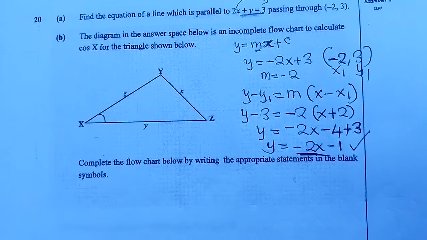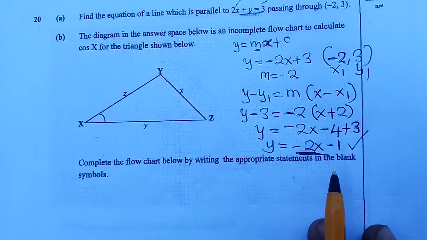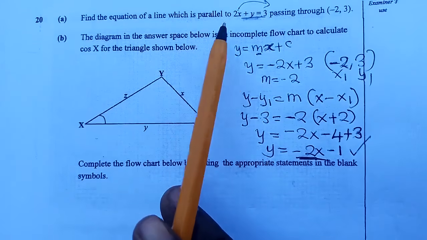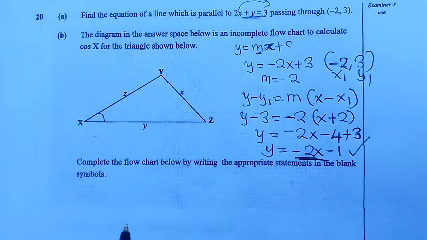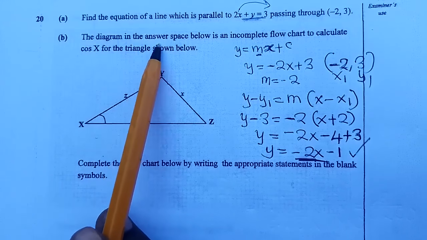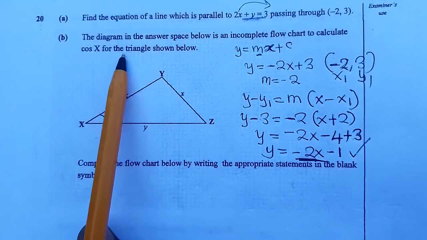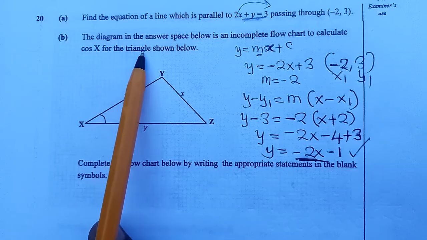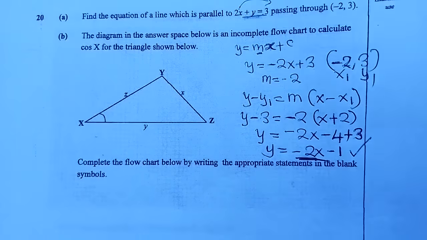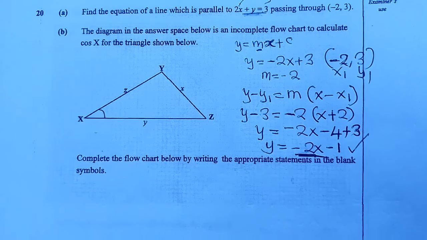Then you go here. We move to this other question. This part was for that one there; this is a different one. It is saying the diagram in the answer space below is an incomplete flowchart to calculate cos x for the triangle shown below.